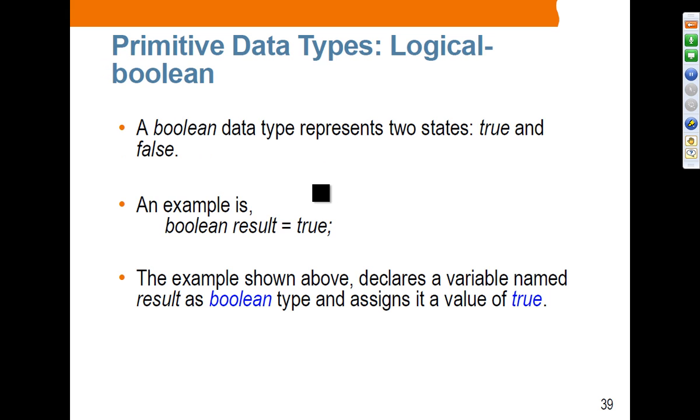Now the primitive data type for logical values, the boolean primitive type. The way you specify it is with a lowercase b, boolean, then the name result, and true. So we are assigning true as a value to the result boolean primitive data type. It could be either true or false. In this case, the example declares a variable named result as a boolean type and assigns a value of true to it.